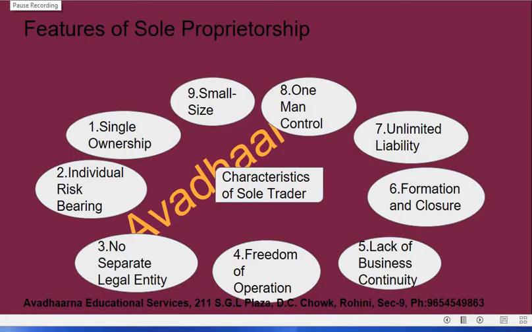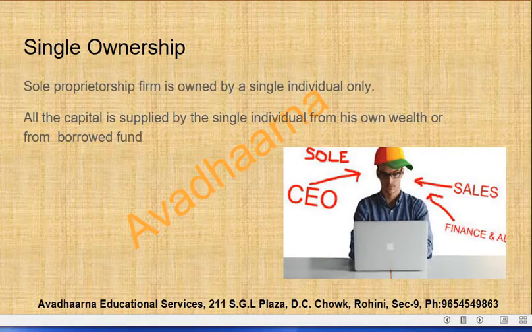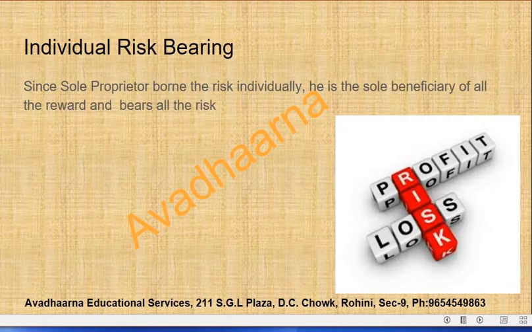So these are some of the features of sole proprietorship. In subsequent slides, we will look into the details of these features. Single ownership. A sole proprietorship firm is owned by a single individual only. All the capital is supplied by the single individual from his own wealth or from borrowed funds. Individual risk bearing. Since the sole proprietor bears the risk individually, he is the sole beneficiary of all the rewards and bears all the risks.